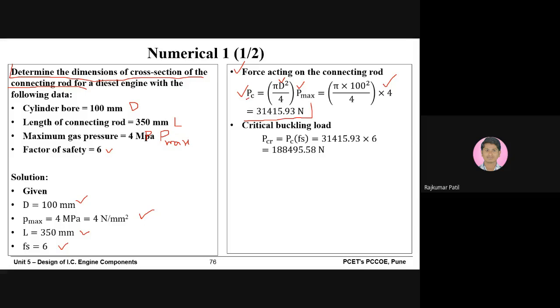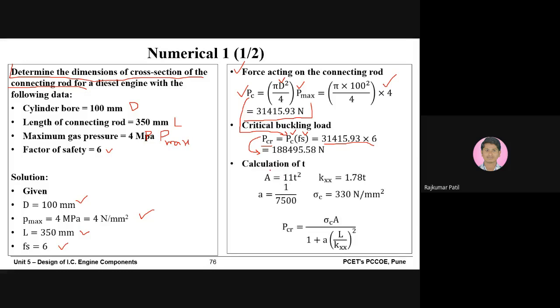Once you get the force acting on the connecting rod, you can calculate the critical buckling load. PCR is equal to PC into factor of safety. PC we just estimated, and factor of safety is given as 6. So put the values and you will get the critical buckling load equal to 188,495.58 Newton.